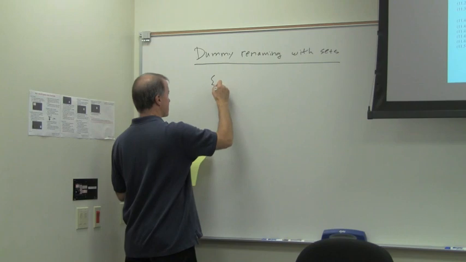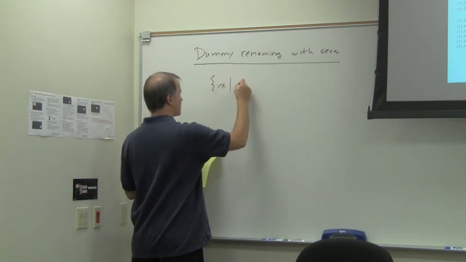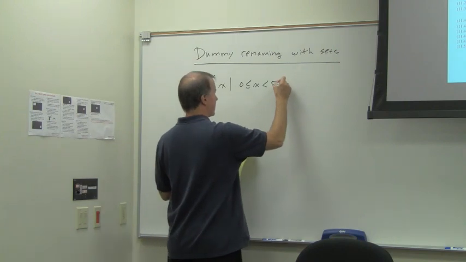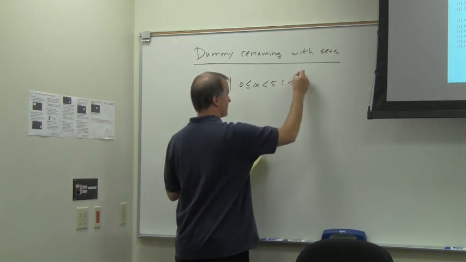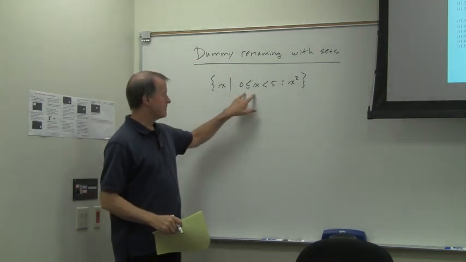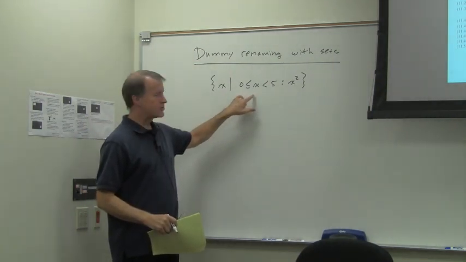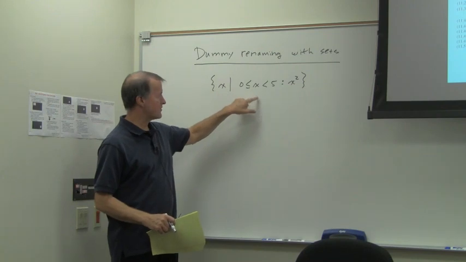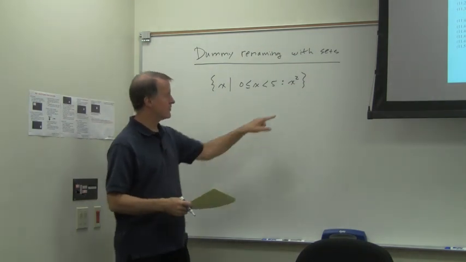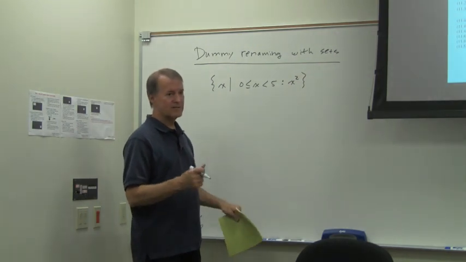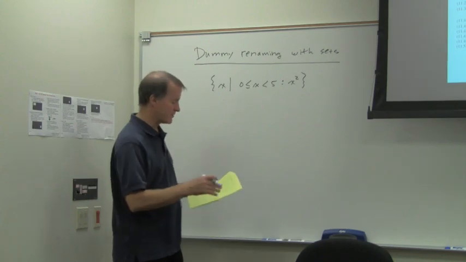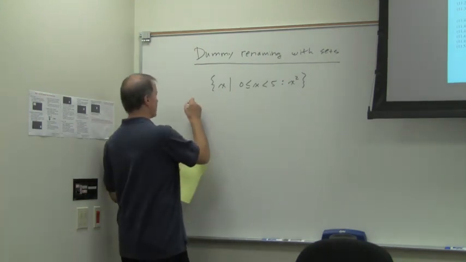Check this out. Suppose we have the set over X, 0 less than or equal to X less than 5, body X squared. Are you with me on this? So if X is an integer, then what are the values of X? 0, 1, 2, 3, 4. And so the set of X squareds is 0, 1 squared, 2 squared, 3 squared, 4 squared, right? Okay, that's it.